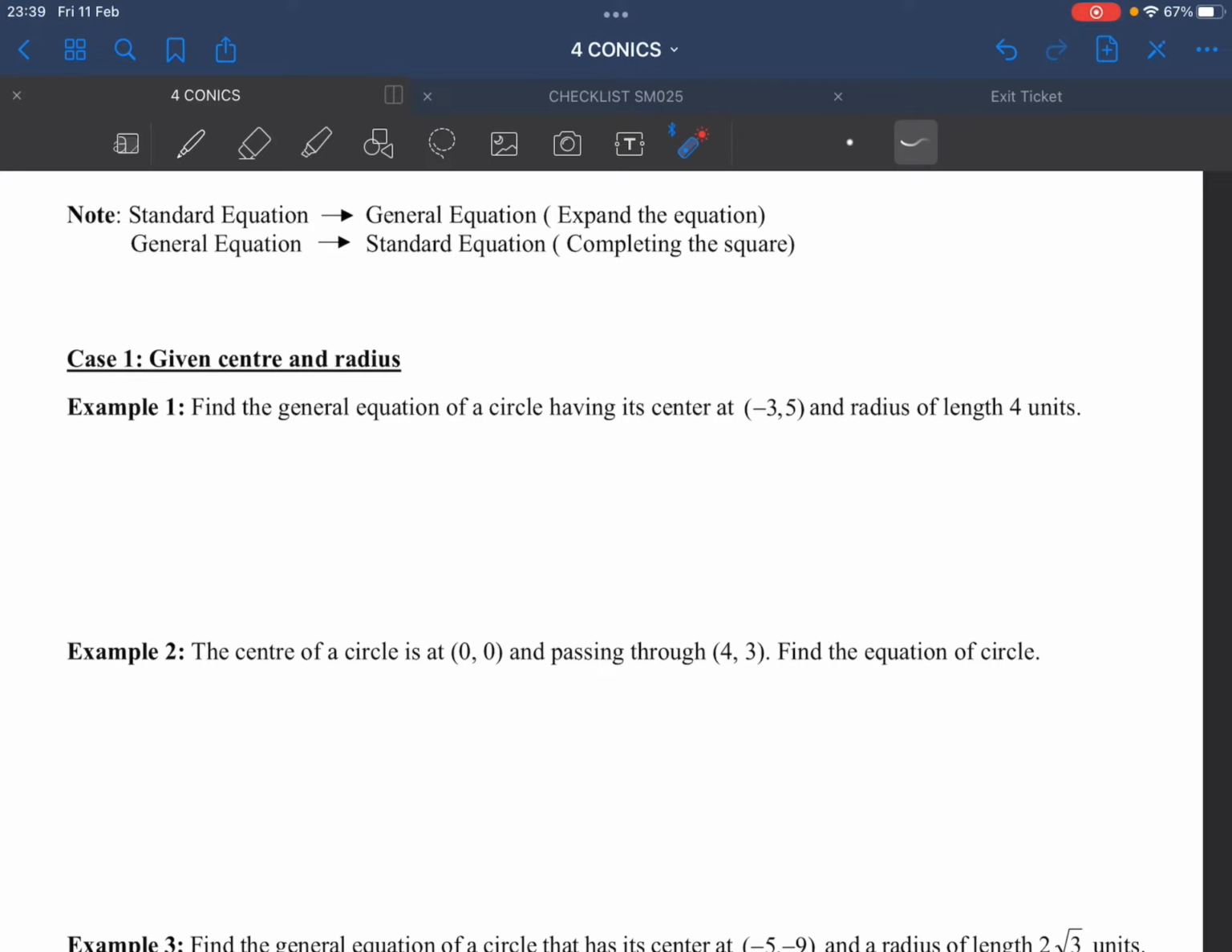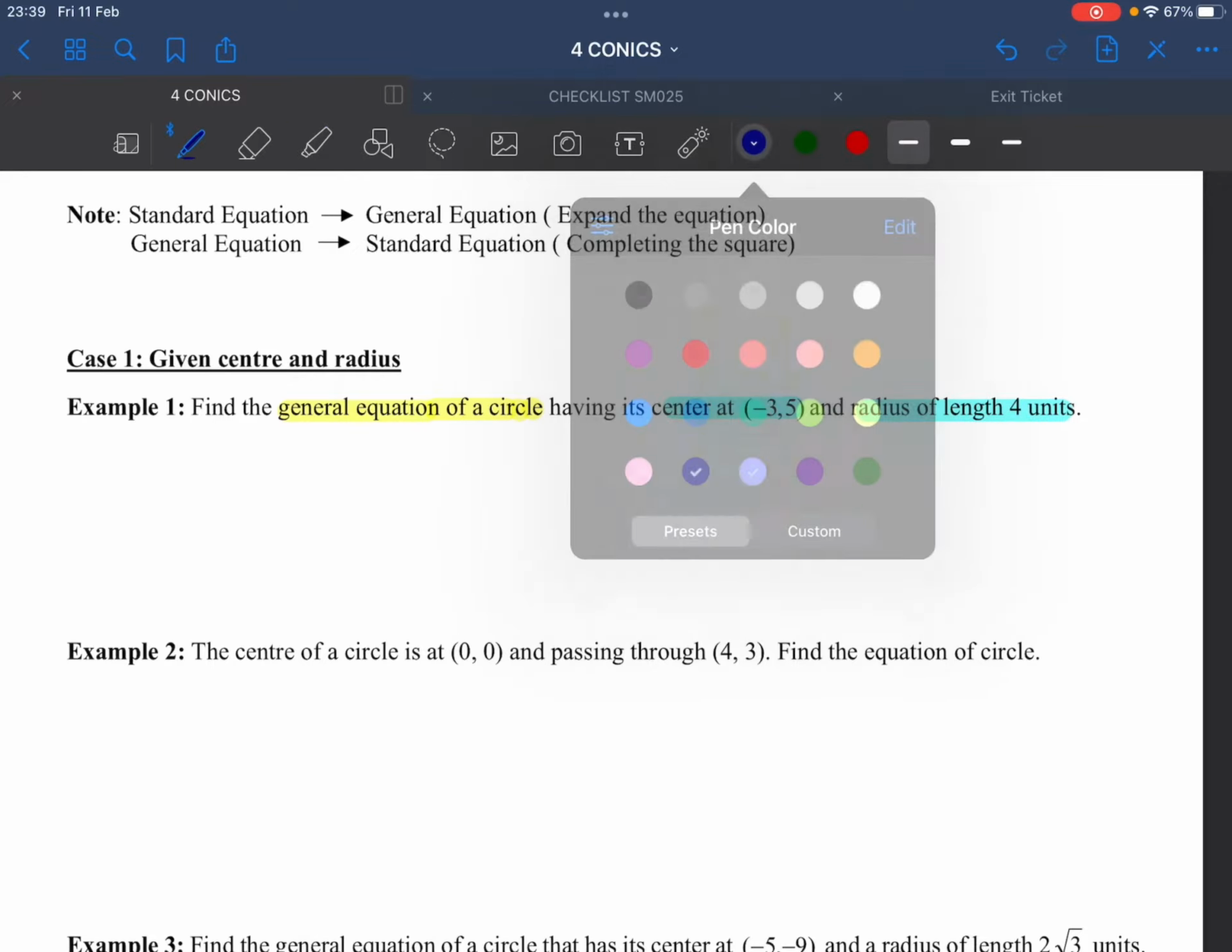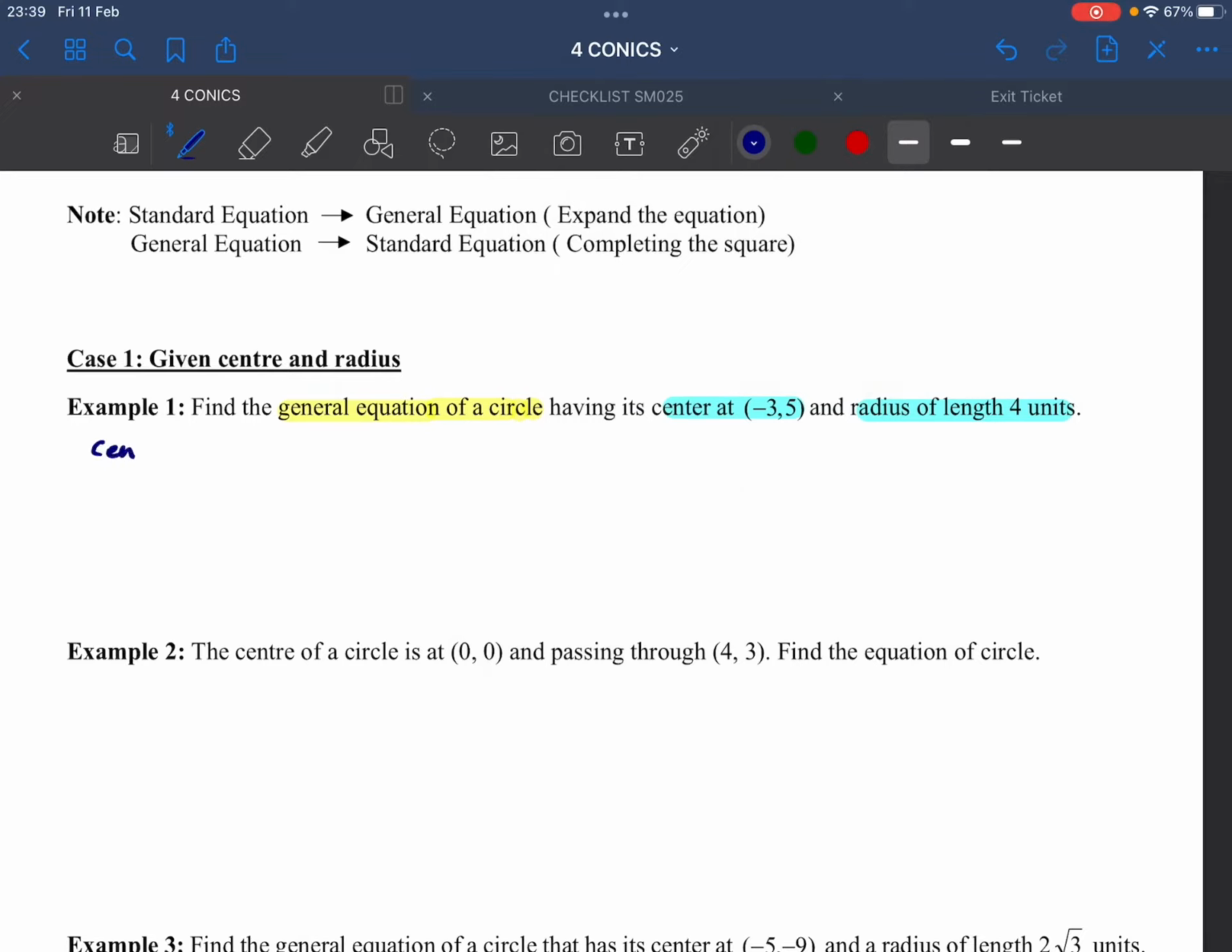You want to find the equation of a circle given the center and radius. Let's see the question here. Find the general equation of a circle. What is given to us is the center and also the radius of length 4 units. Straight away, let's write that down. We have the center is equal to (negative 3, 5) and the radius is equal to 4. So what are we going to do? Yes, the question asks for the general equation.